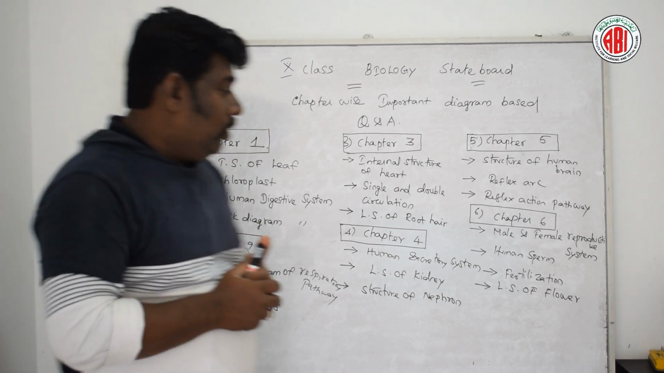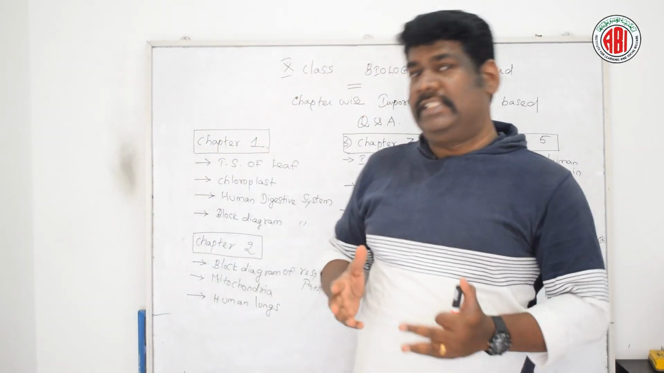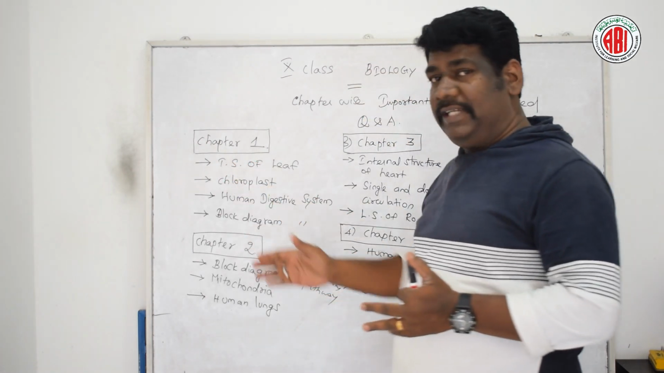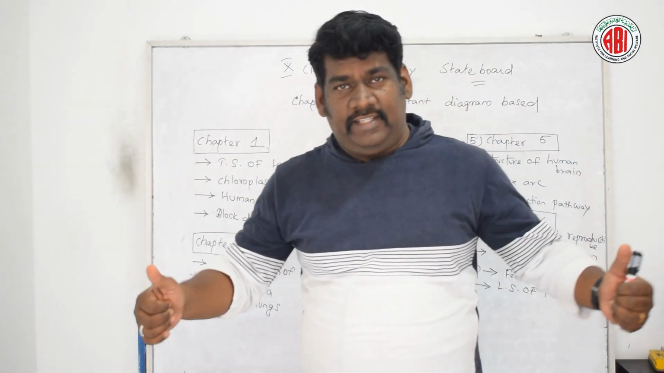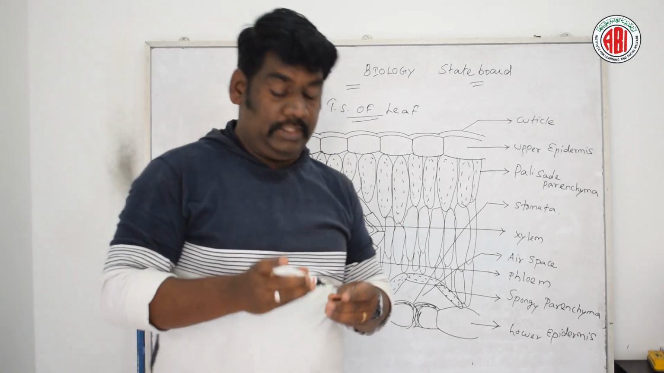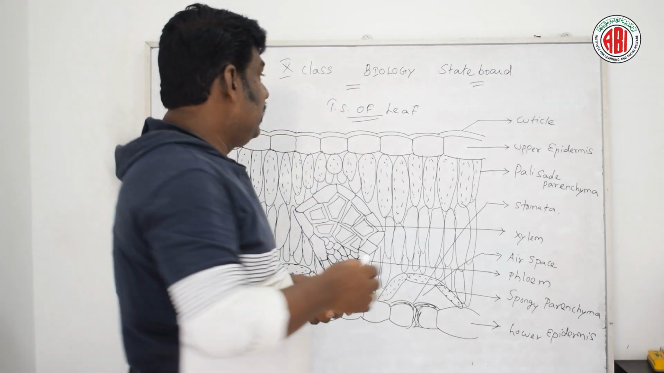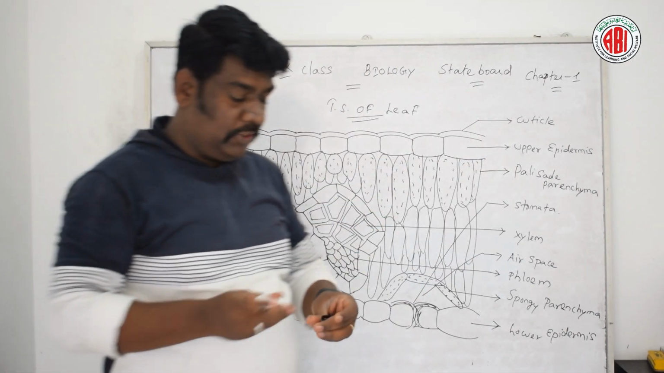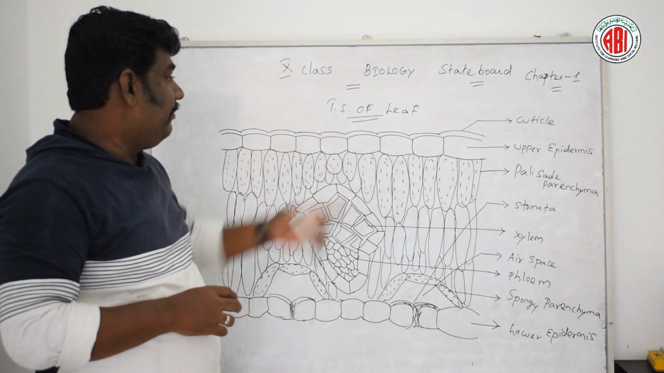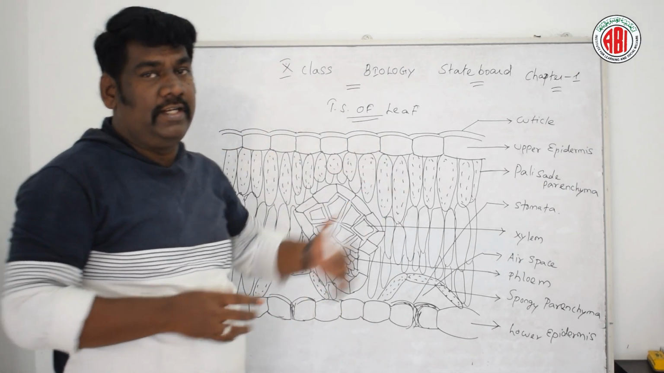Now let us discuss each diagram in detail. Let's start. First, let us talk about chapter 1, the most important diagram, TS of leaf, transverse section of leaf.